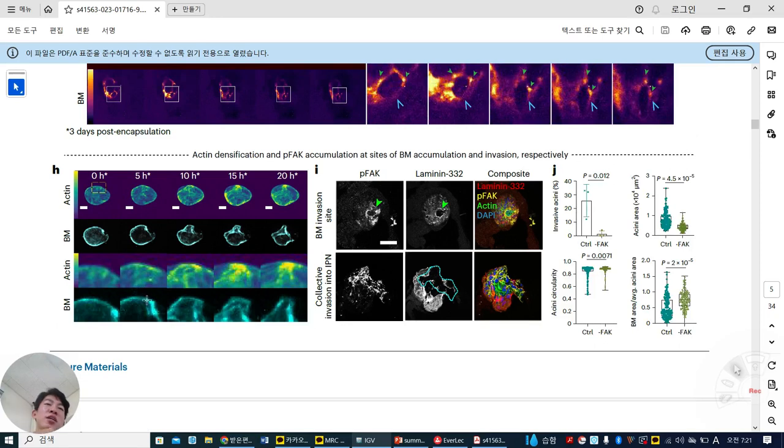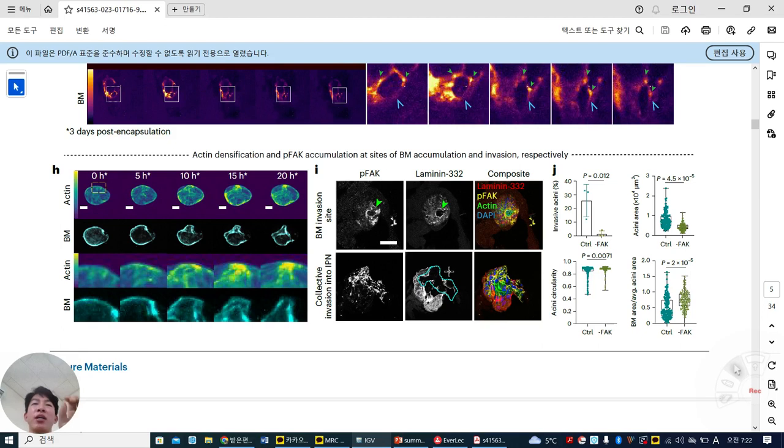Here, they didn't mention in detail which actin is involved in making this basal membrane accumulation and rupture, and also this FAK invasion, their BM invasion site and collective invasion into the IPN site. FAK is highly accumulated in certain parts. This is laminin here, FAK here. Especially when you see the hole, in the whole surrounding area, FAK is highly accumulated.